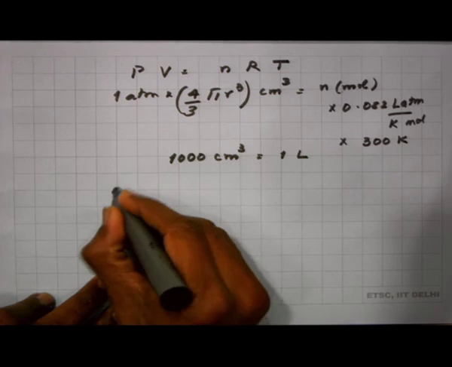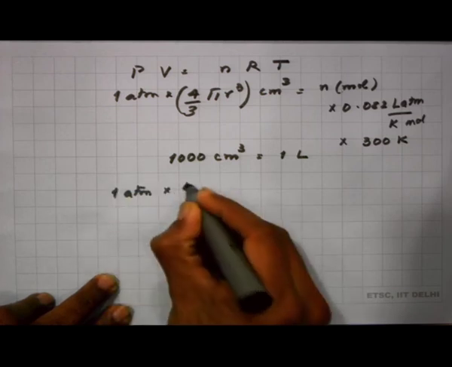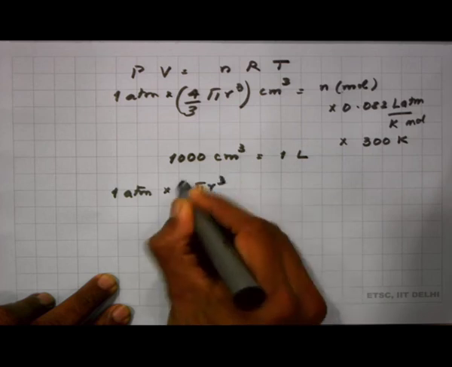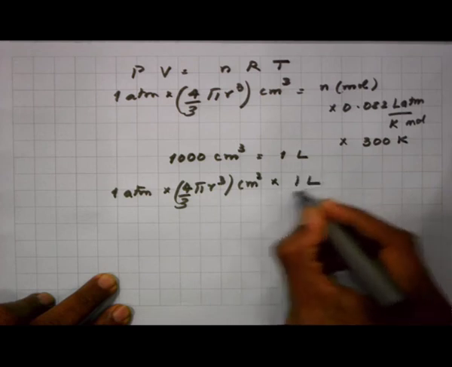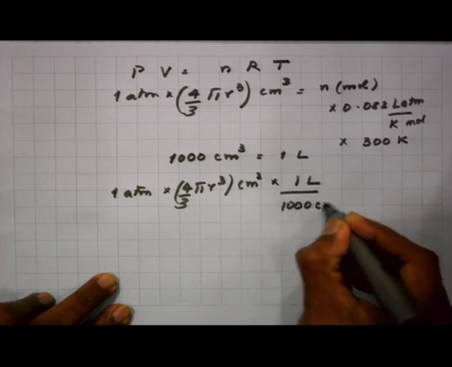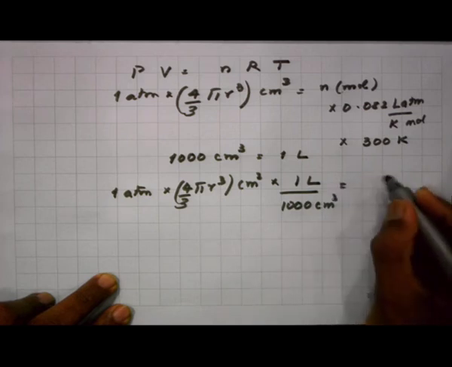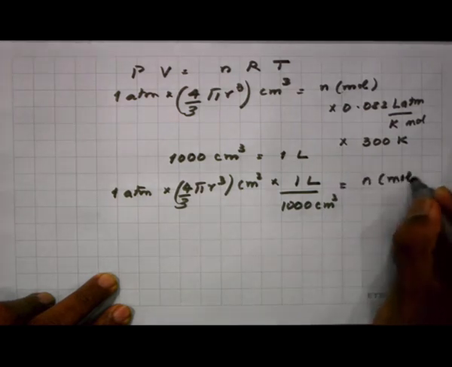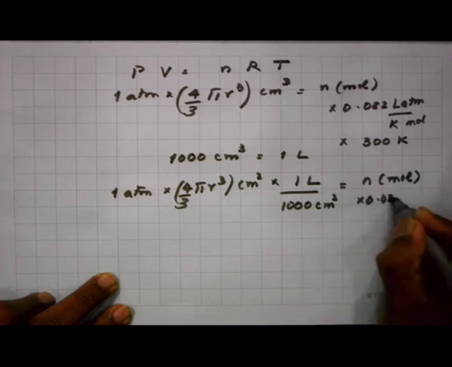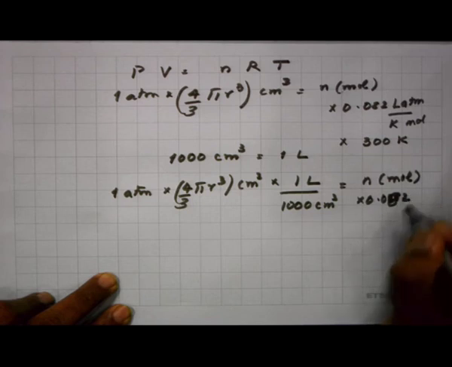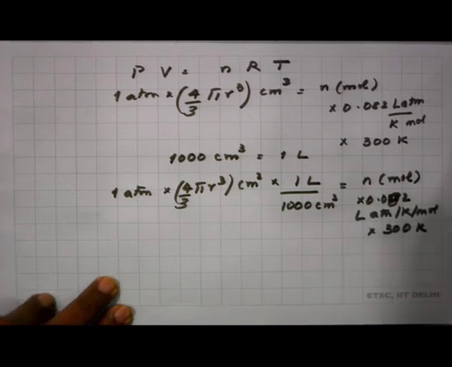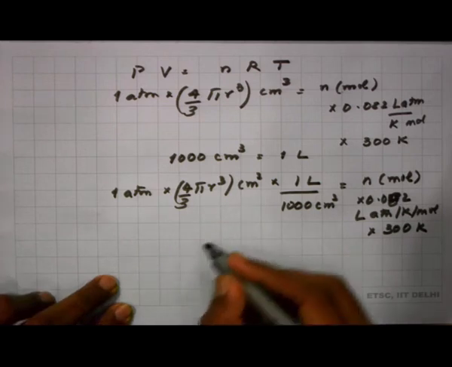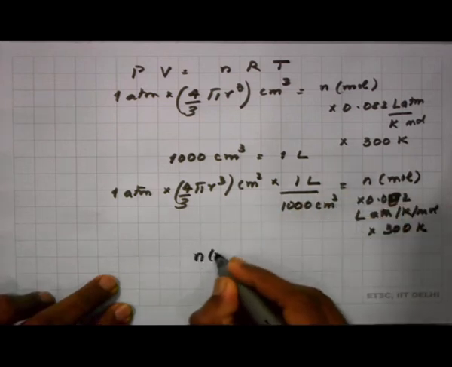So, if you get this right, you will say 1 atmosphere times 4 by 3 pi r cubed in centimeter cubed, times 1 liter over 1000 centimeter cubed, is equal to n in moles times 0.082 liter atmosphere per Kelvin per mole times 300 Kelvin, and you should get your units right. And whatever, you solve for this and you will get n in moles.